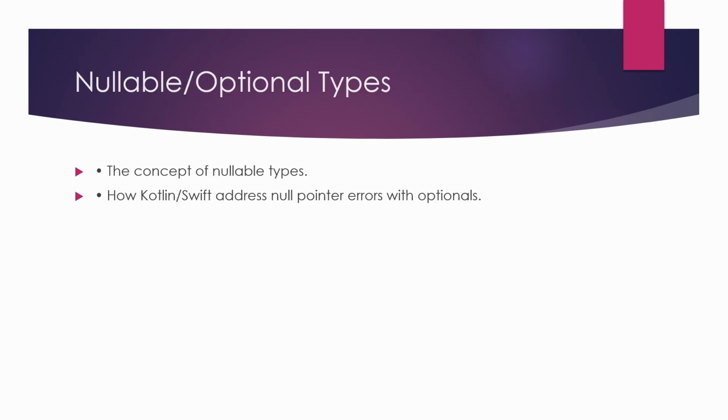Nullable or optional types are a feature in languages like Kotlin and Swift, which allow a variable to be set to null or none explicitly. This reduces the risk of null pointer errors, which can crash applications if not handled properly.